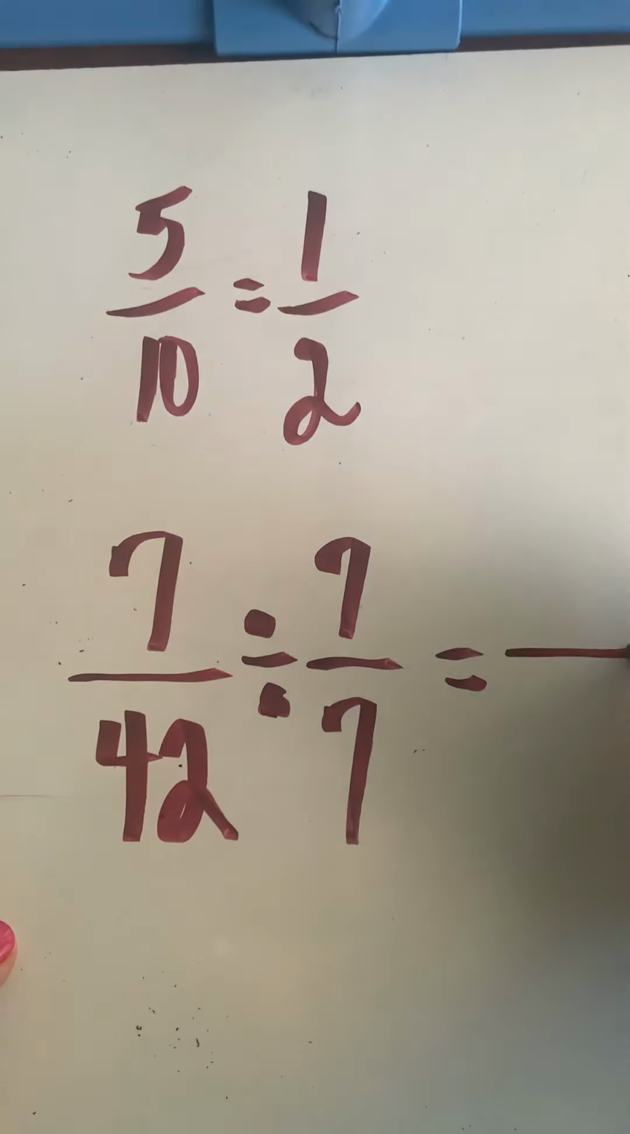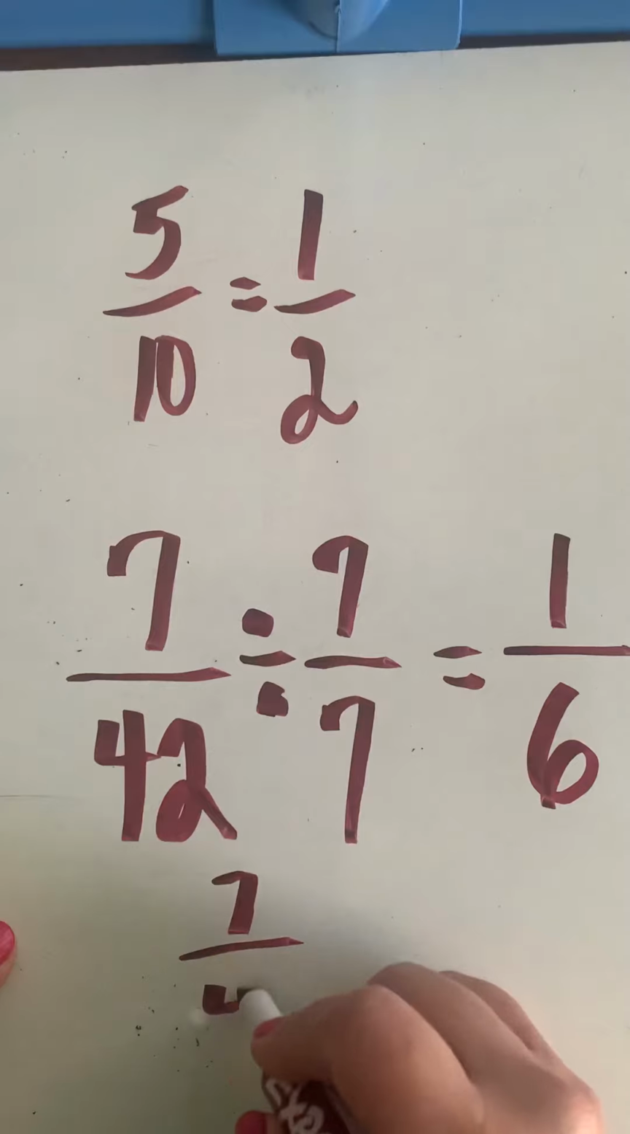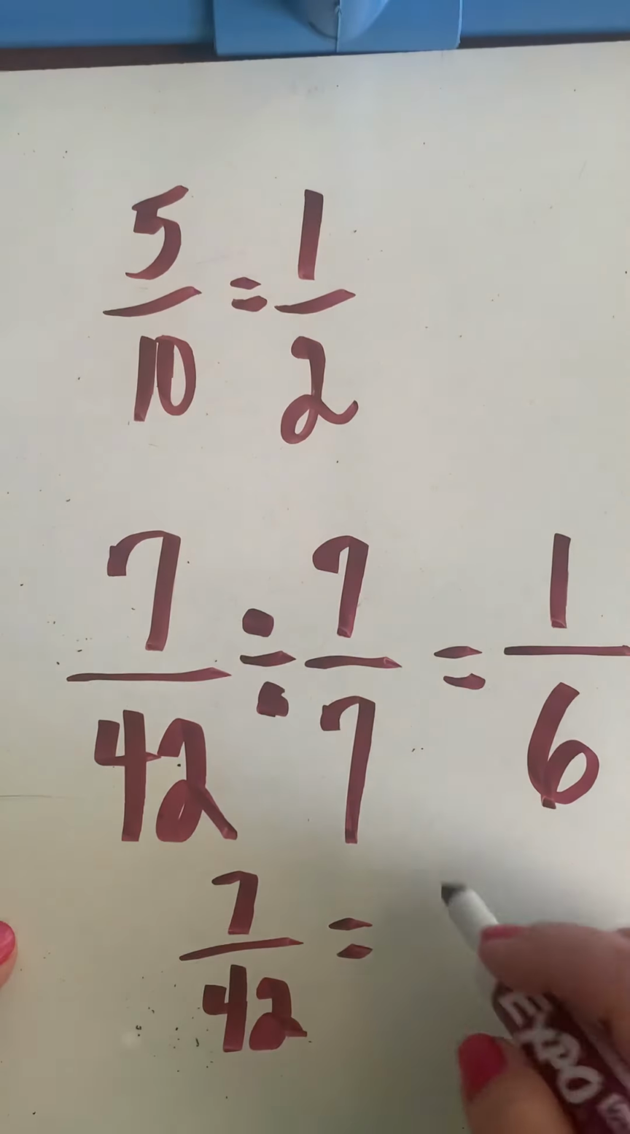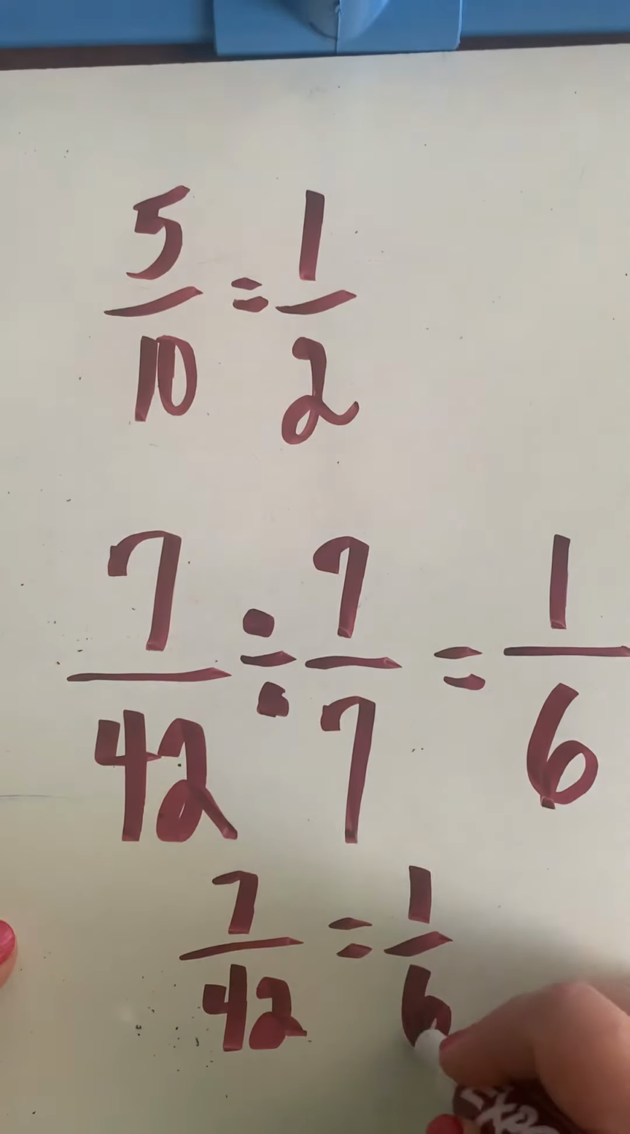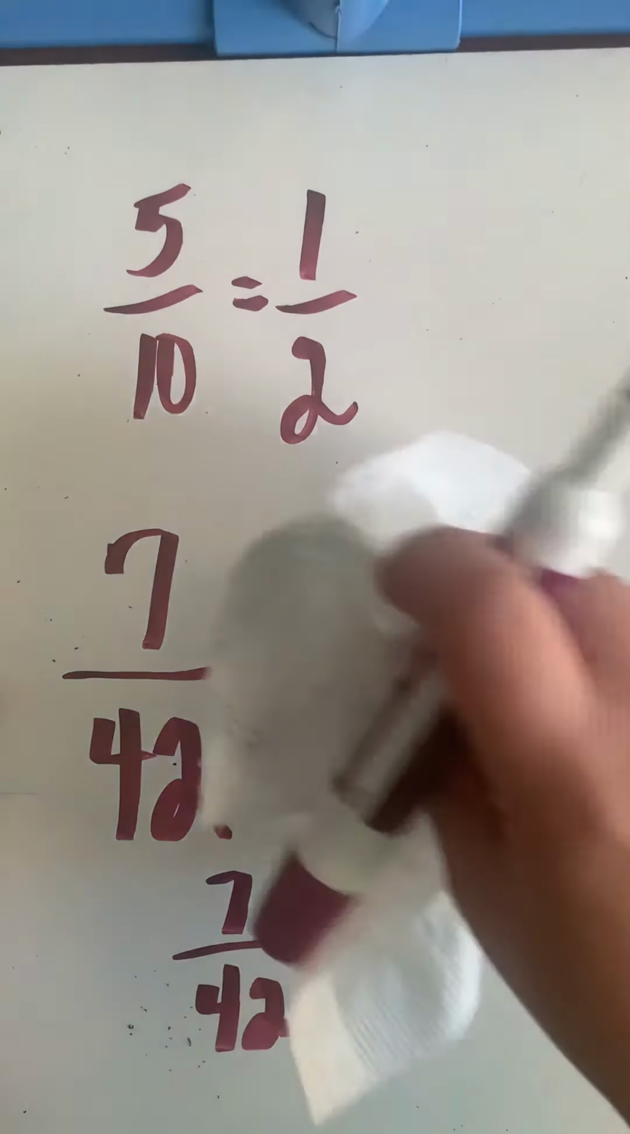So 7 divided by 7 is 1. 42 divided by 7 is 6. So 7/42 equals 1/6. All right, that looks pretty easy, doesn't it? It's because it is pretty easy. Okay, so let's do another one.